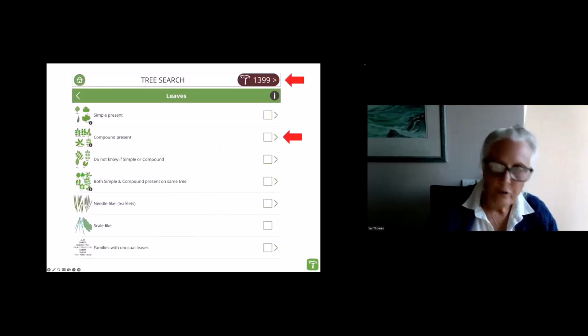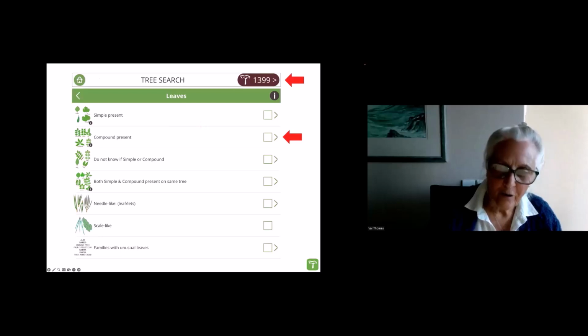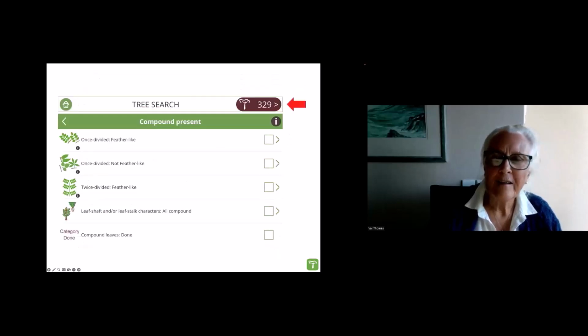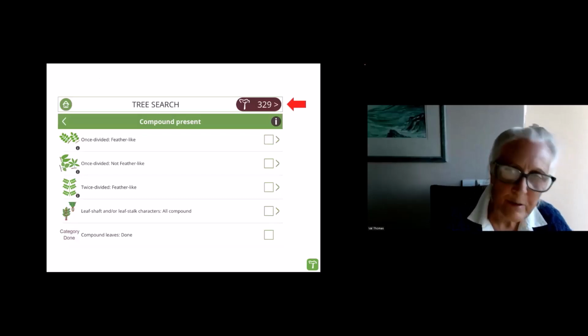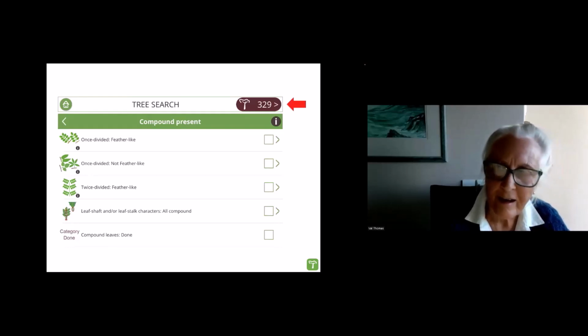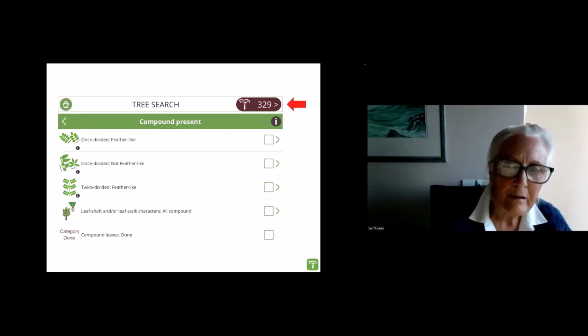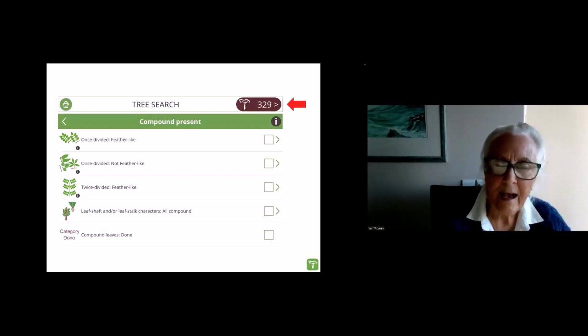If we now go to compound leaf and we look in the top right-hand corner, we see that this is a full app version and it's on 1399. Now, if we tick on compound, we find immediately it's come down to 329. Did you remember how many we said were simple? 870. I'm sure every one of you shouted that out. It's a very different story to have 329. And as I've said, those 329 have more information than the simple leaves.